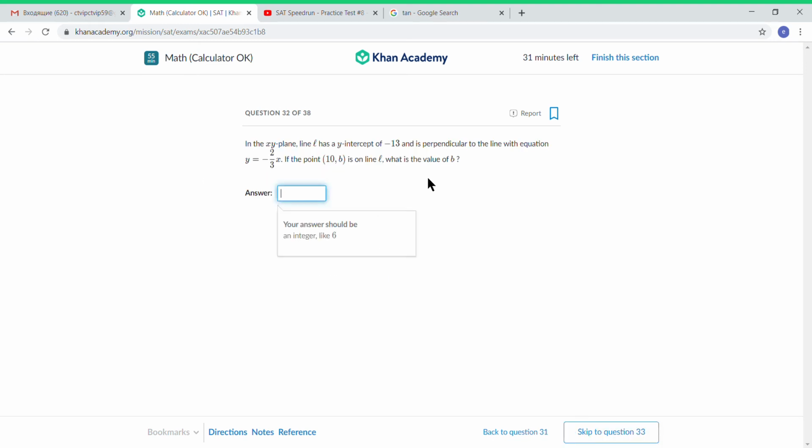In the xy-plane, line L has y-intercept -13 and is perpendicular to the line with the equation y equals -2/3x. The point (10, b) is on line L. What is the value of b?